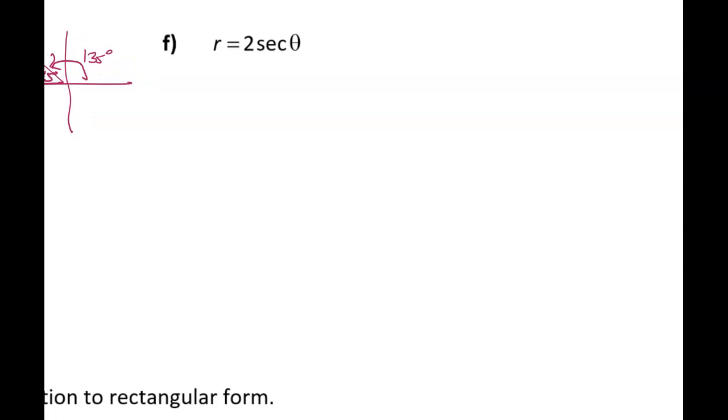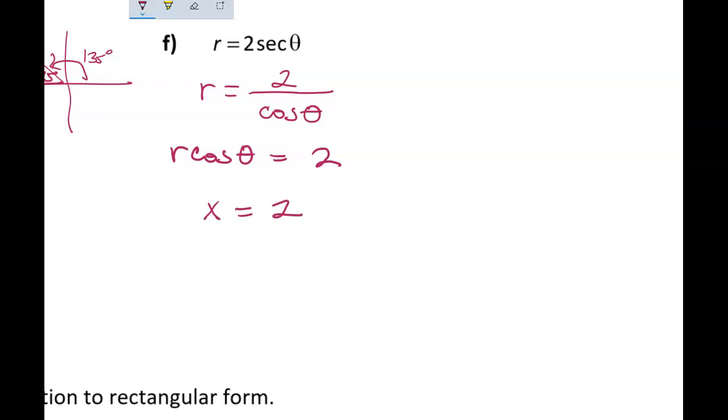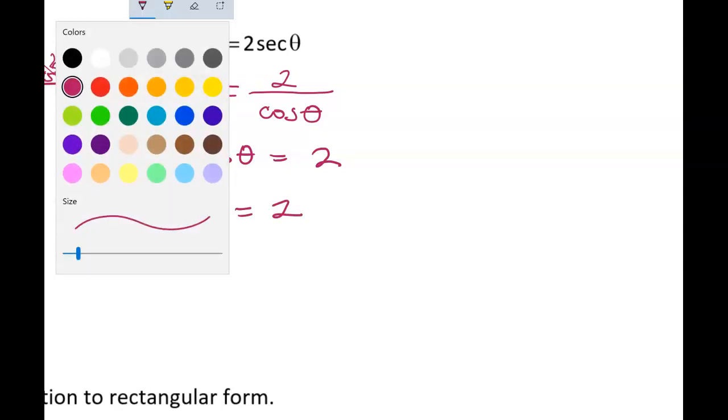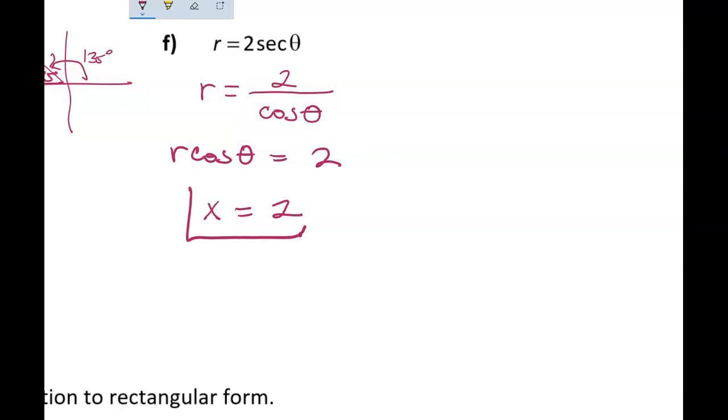All right, in F we have r equals 2 times the secant of theta. Let's take that secant of theta and make it a 1 over cosine of theta. Multiply both sides by cosine of theta, and then replace r times the cosine of theta with x. And we get a vertical line, x equals 2.